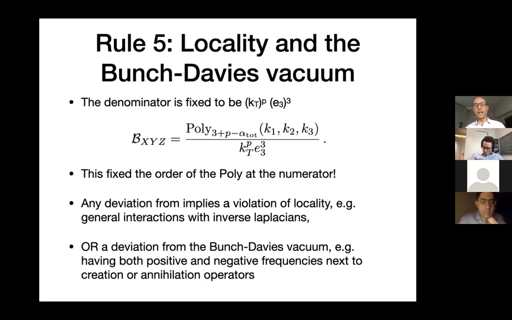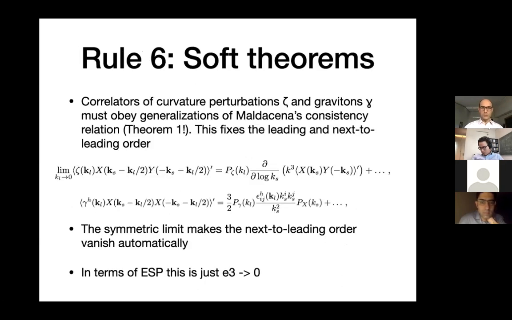In the following, I'll assume Bunch-Davies. Thanks, Mehrdad, for the good question. Rule number 6 is the soft theorems that we mentioned before. When you take a soft scalar, the bispectrum has to obey a certain relation. And when you take a soft tensor, there is another relation. This relation fixes the numerical coefficient that we had before and leads to a unique answer. And that's how you get the result.